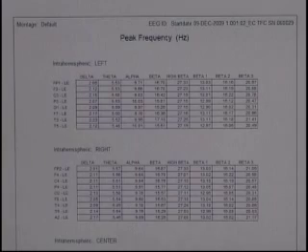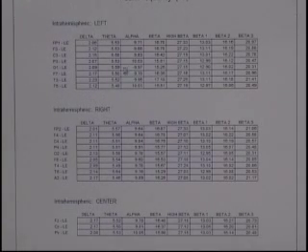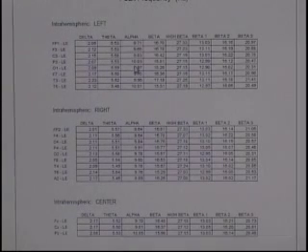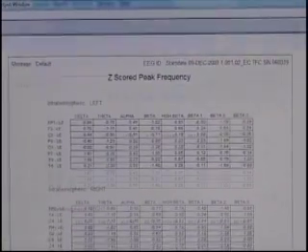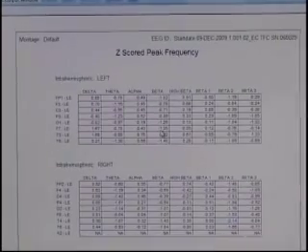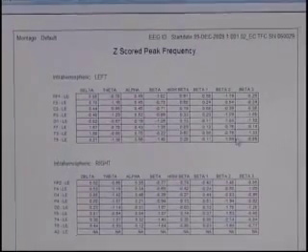We then have peak frequency given out in cycles per second. So for example, this individual's alpha frequency is 10.03 at P3, that kind of thing. And the z-scored peak frequencies. And as you can see, the z-scored peak frequencies are within normal limits.